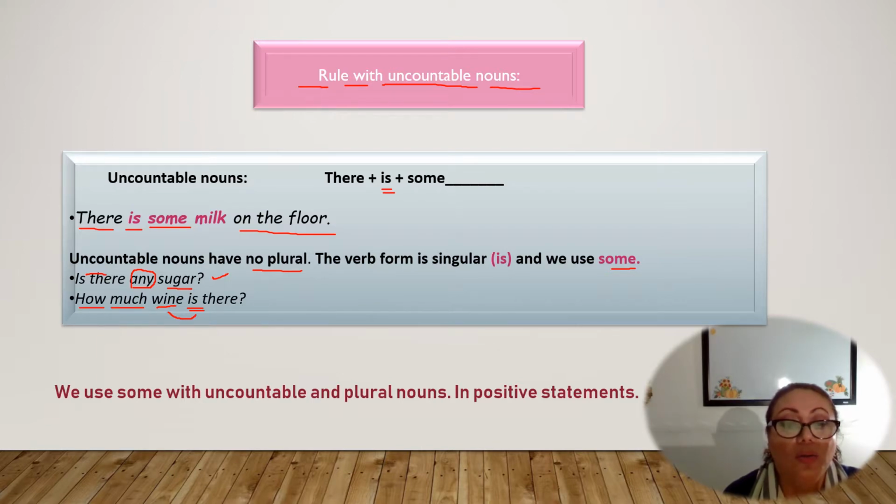¿Cuánto? ¿Cuánto vino hay? Significa esto. ¿Cuánto de vino hay? Actually, mejor en español. ¿Cuánto de vino hay ahí? O ¿cuánto vino queda? Dependiendo del país.